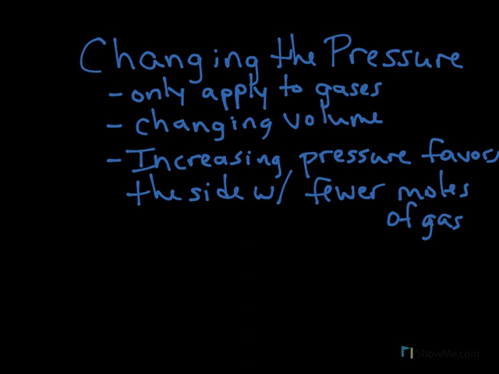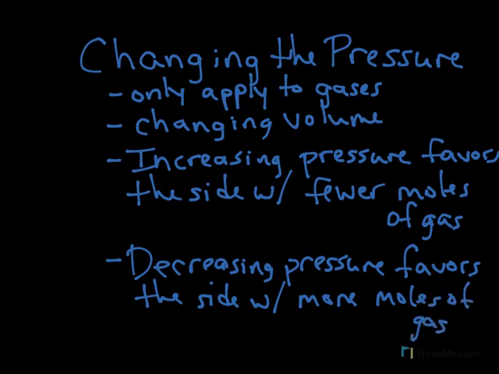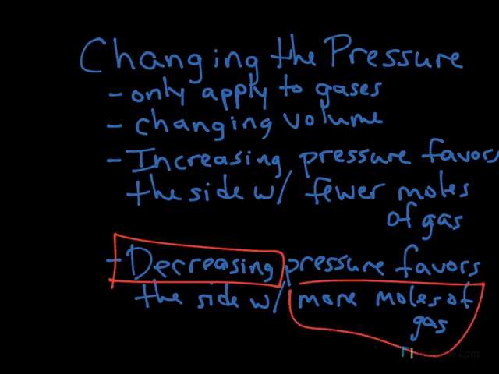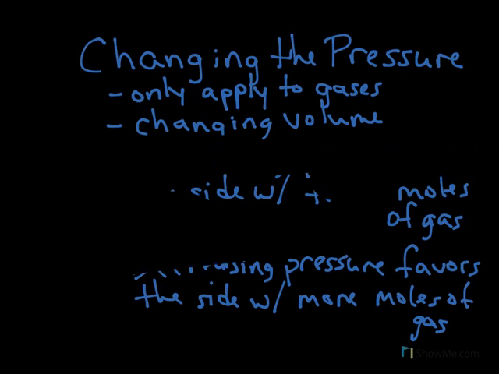Well, before we try to look at an example, let's go ahead and just state the opposite of this. If I'm decreasing the pressure, so maybe I increase the volume, which would decrease the pressure here. Decreasing the pressure favors the side with more moles of gas. And that's logical if you think about it. I'm trying to offset a decrease. How can I offset a decrease? Make more moles of a gas. Well, let's consider what this looks like with an actual reaction. We'll get some of this out of the way.